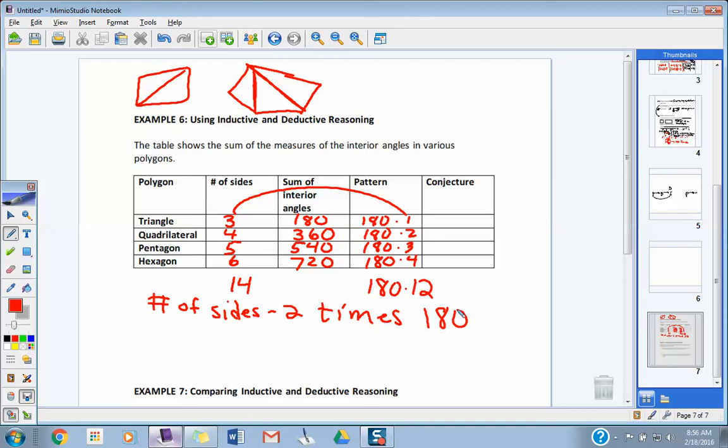So here's a nice little formula. We just inductively reasoned. We looked at a bunch of patterns here, didn't we? And we came up with this idea that the number of degrees in a polygon is the following. What do we do with the number of sides first? We took the number of sides minus how much? 2. So we're going to say n minus 2. And then we multiplied that by what? 180. That pattern proves it.